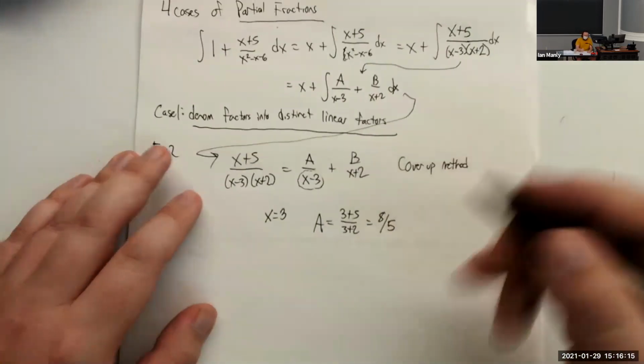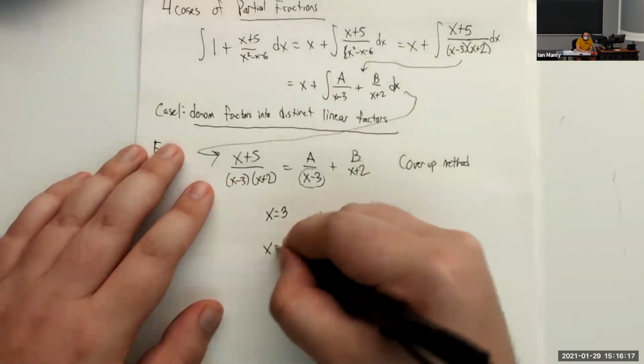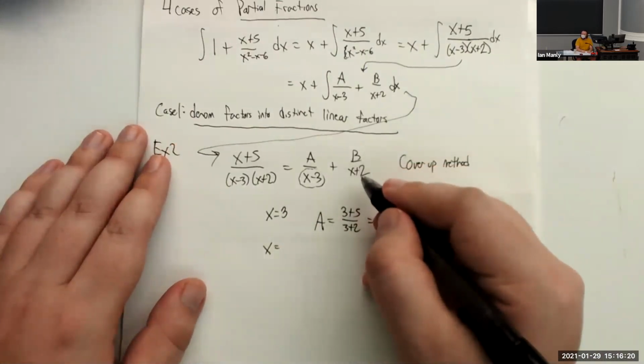Why don't you guys help me with B? First of all, what x is going to make this bottom here 0?